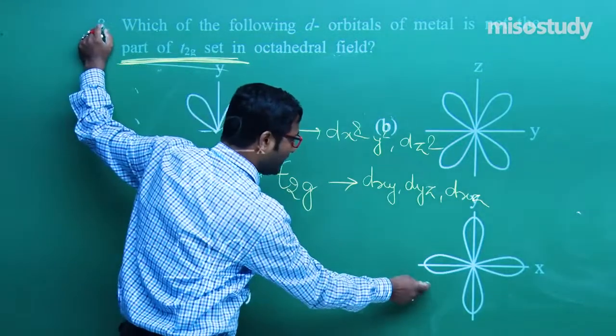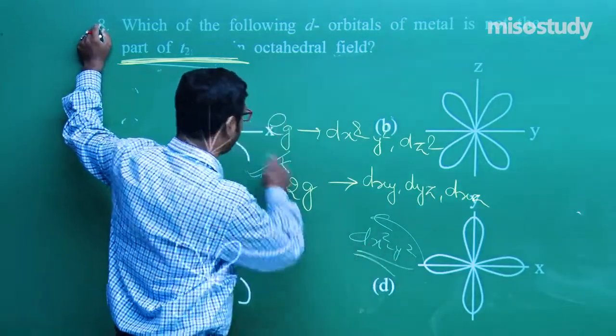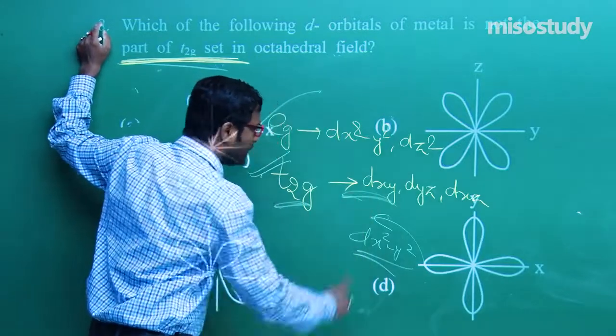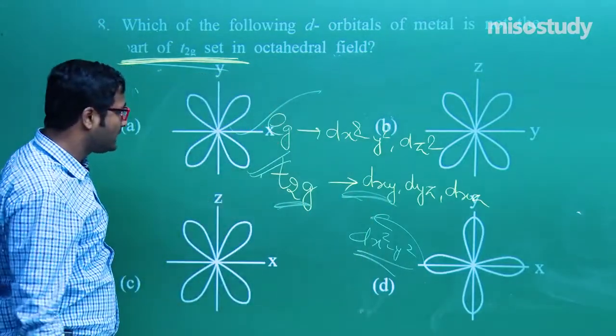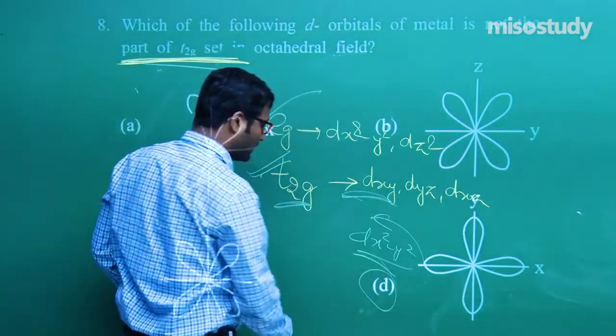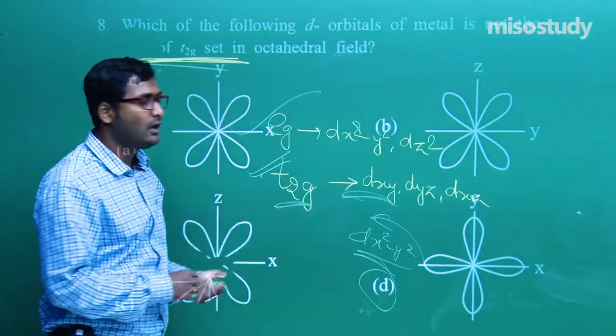So this one is dx²-y². dx²-y² belongs to eg, not t2g. So for this question, we say, sir, this is the correct option, that is D, because dx²-y² belongs to eg.